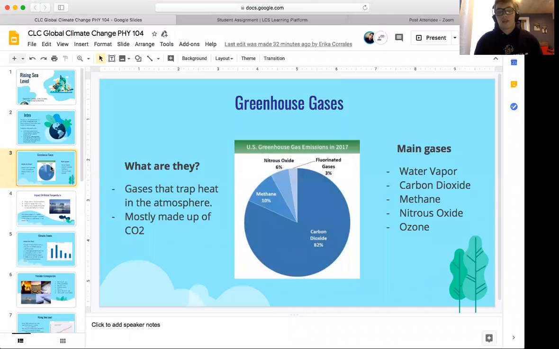So greenhouse gases, what are they? Greenhouse gases trap heat in the atmosphere, and it is mostly made up of CO2. As you can see in the diagram right here, it takes about 82%. Some other main gases are water vapor, carbon dioxide, methane, nitrous oxide, and ozone. In the other part of the diagram, you can see methane is about 10%, nitrous oxide is 6%, and other fluorinated gases are 3%.